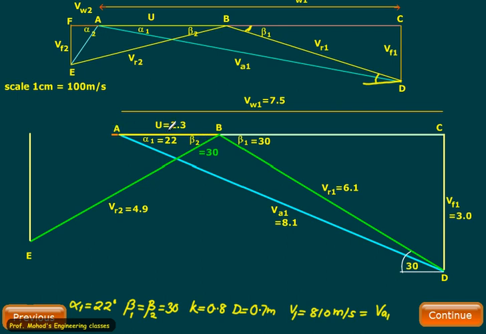and now I know the angle beta 2, so I construct ABE equal to beta 2 equal to 30. Since K is given as 0.8, 0.8 multiplied by VR1 6.1, I get VR2 equal to 4.9. So on BE I cut a distance equal to 4.9, and then we will complete this diagram using this right angle triangle, and we can obtain the point F, and we can join A and E to locate V2, VW2 and VF2. So the recorded values are VW2 equal to 1.9, and VF2 is 2.4.